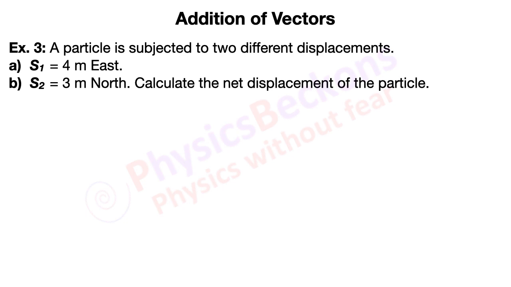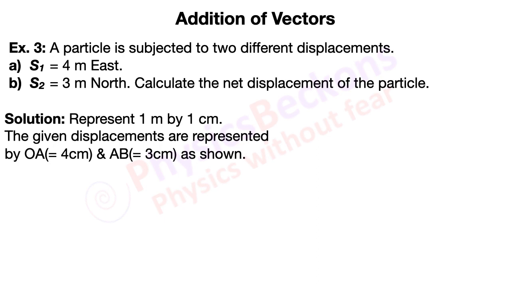Now let's take a specific example. A particle is subjected to two different displacements. Displacement S1 is 4 meter east and displacement S2 is 3 meter north. We have to calculate the net displacement. This comes under case 2 because east and north are two displacements perpendicular to each other. Let's take a suitable scale, represent 1 meter by 1 centimeter. Then the given displacements S1 and S2 will be represented by sides of length 4 centimeter and 3 centimeter.